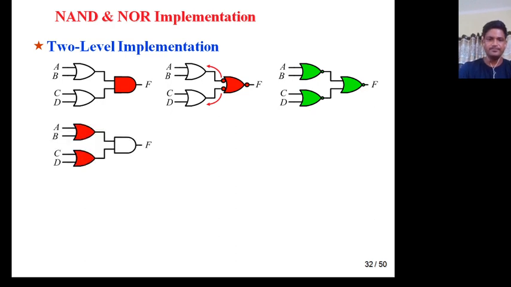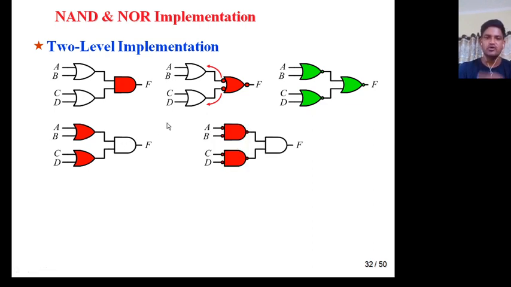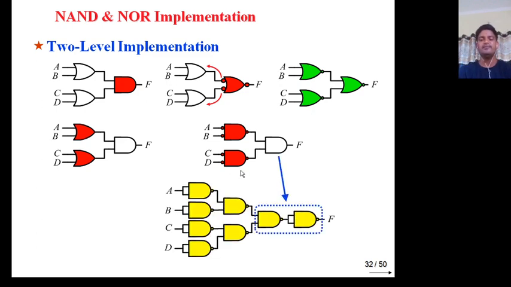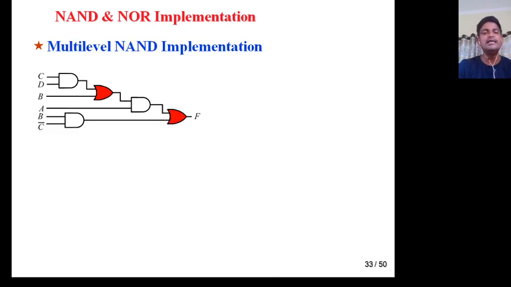Okay, and in the same way you can replace it. Now in this case it is not required, so sorry, this you have to implement by using NAND gate. Replace this and this by bubbled NAND gate, and then you can implement by using NAND gate only. This is your multi-level NAND implementation. Multi-level means there are more than two levels. This is level 1, this is level 2, level 3 and level 4.